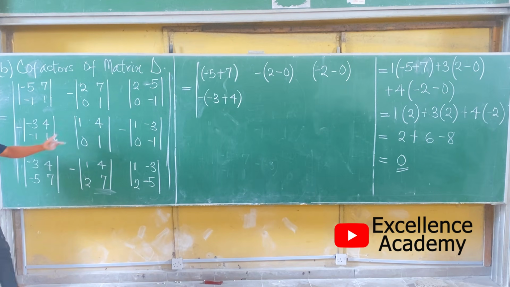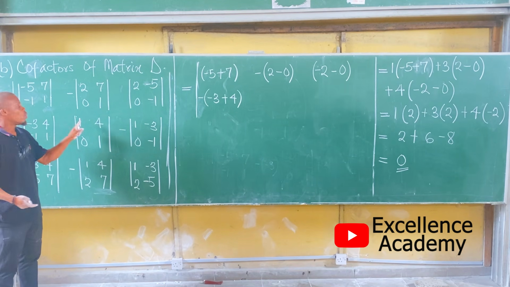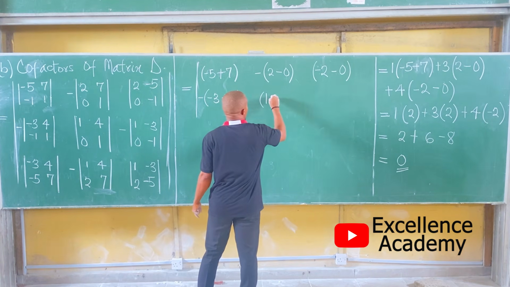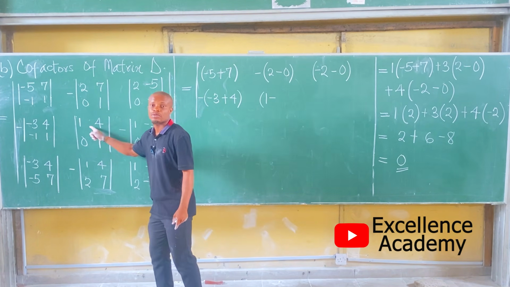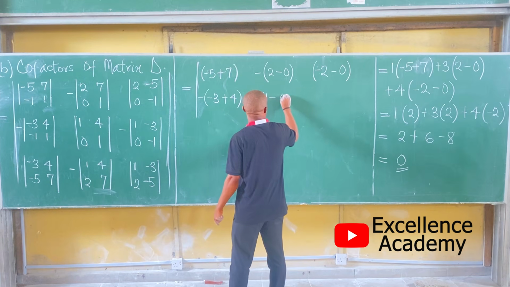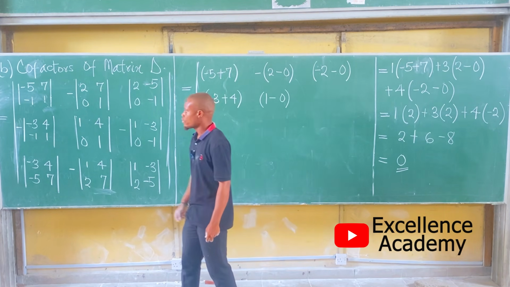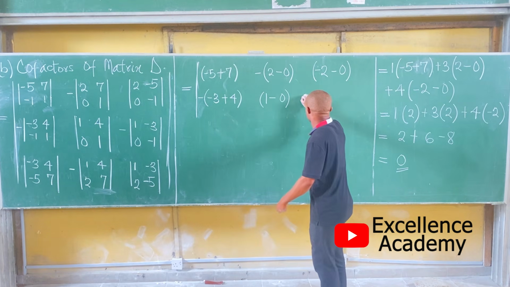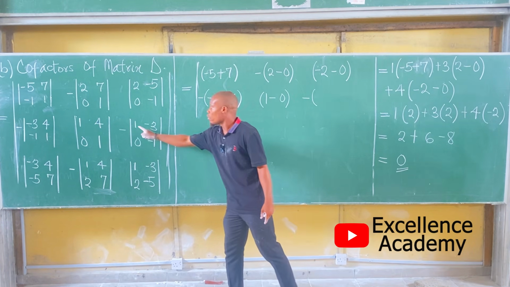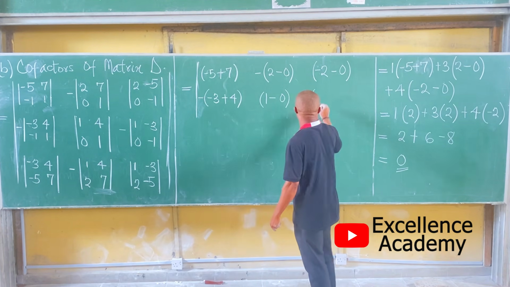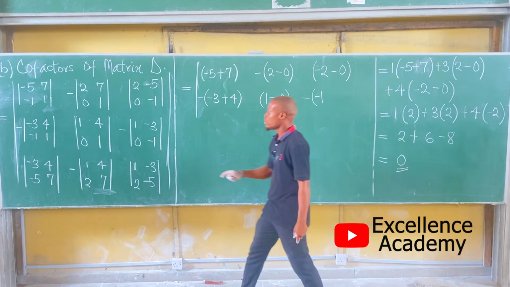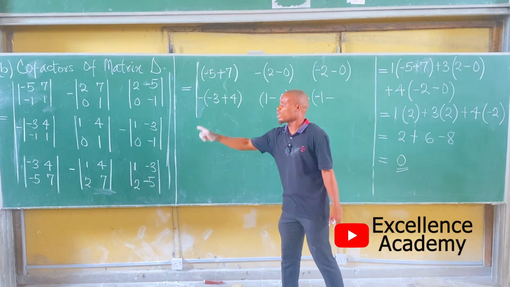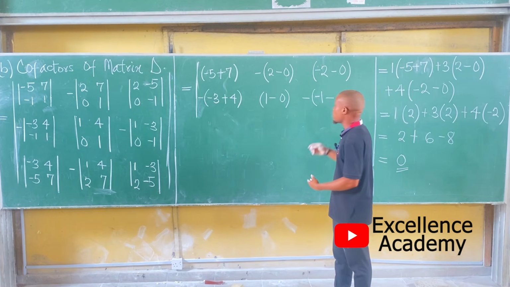Alright. To the next term, I'm having 1 times 1, which is 1. Minus 0 times 4 gives me what? 0. Next up, I'm having a minus sign outside, right? Minus 1 times minus 1 gives me what? A minus 1. 0 times minus 3. Okay, minus 0 times minus 3 gives us what? A 0.